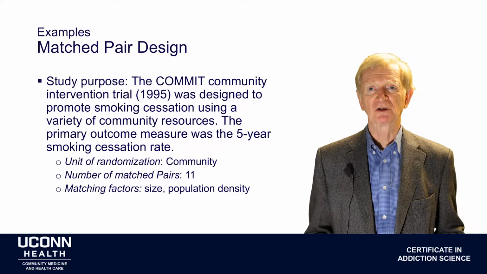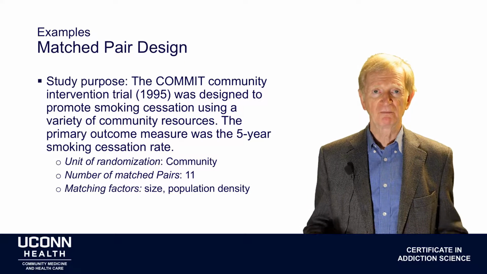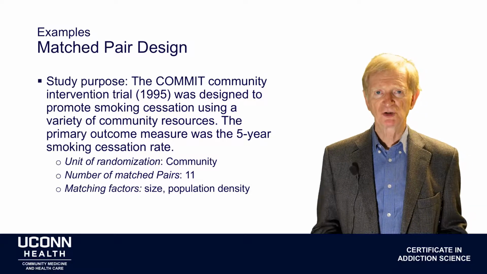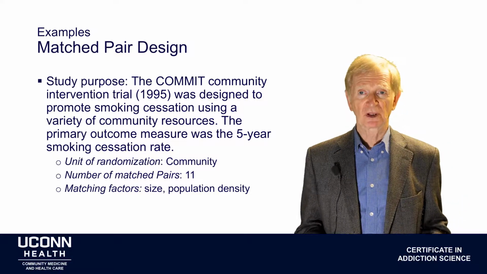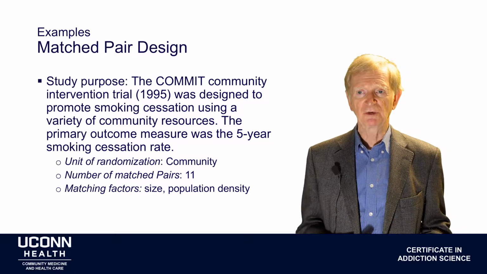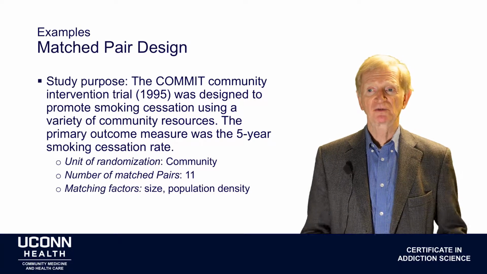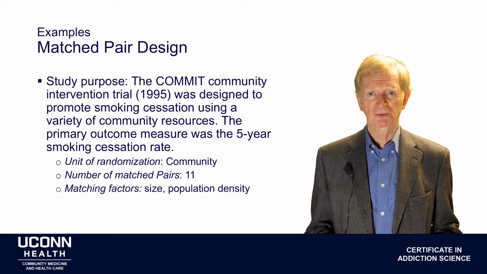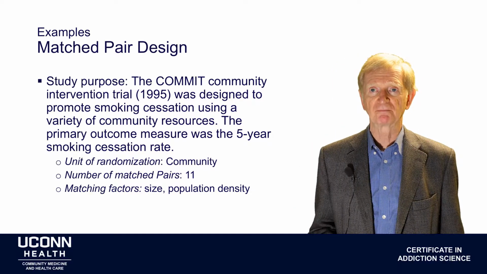A matched pair design doesn't involve randomization, but the selection of communities that are matched in all other respects. And in 1995, there was a major study of a community intervention that was designed to reduce the prevalence of cigarette smoking. And the unit of randomization was the community, and there were 11 matched pairs. And the pairs were matched in size, population density, and other characteristics, so they were comparable in all other respects other than receiving the COMET intervention or not.